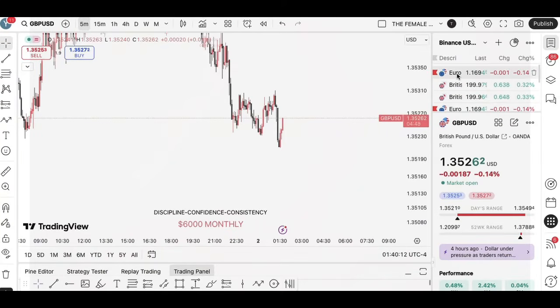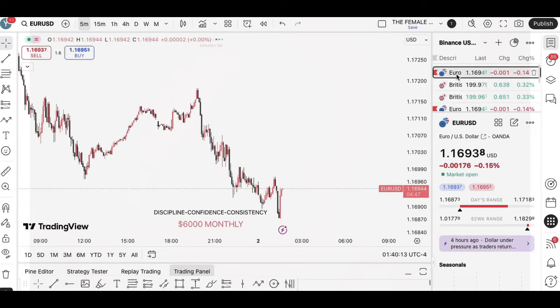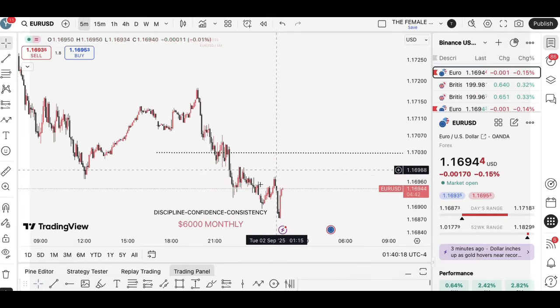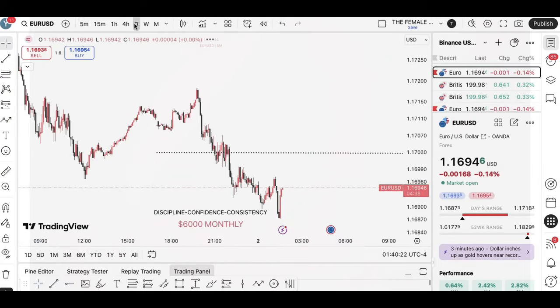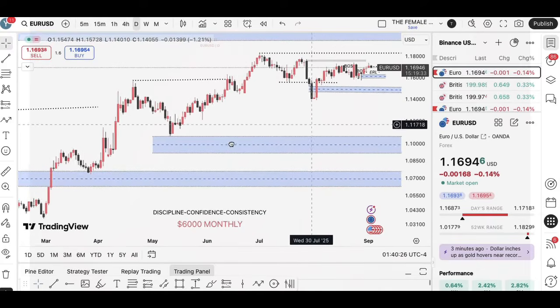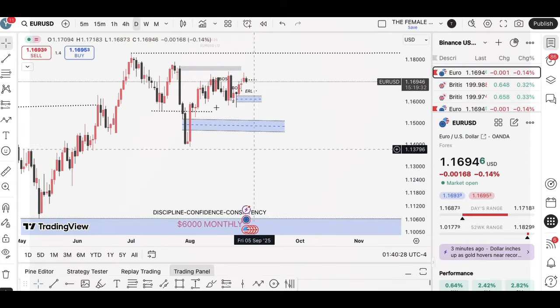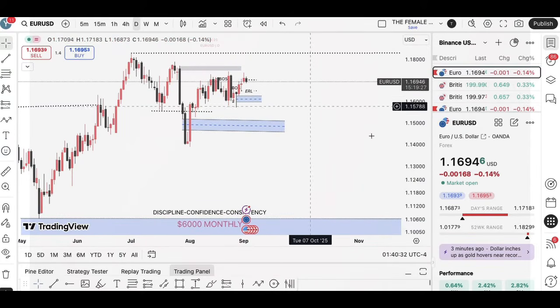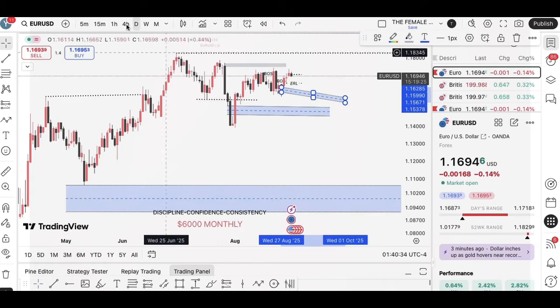So there are a few pairs that I'm looking out for, and when I look at my watch list, I have Euro USD. This is the first pair I'm going to start with. Now, I might enter Euro USD for a buy, but before we do that, let's go to the daily time frame, so I explain exactly what I am saying. On the daily time frame, Euro USD has been consolidating around this area, which is not so good.